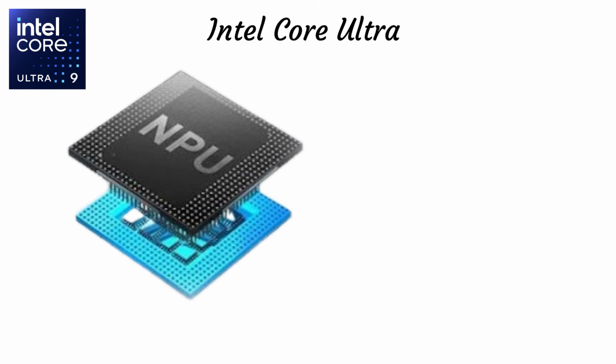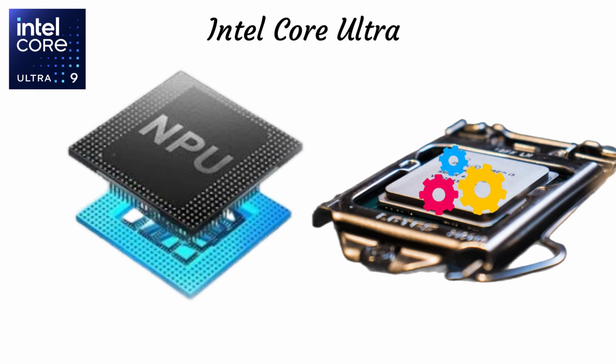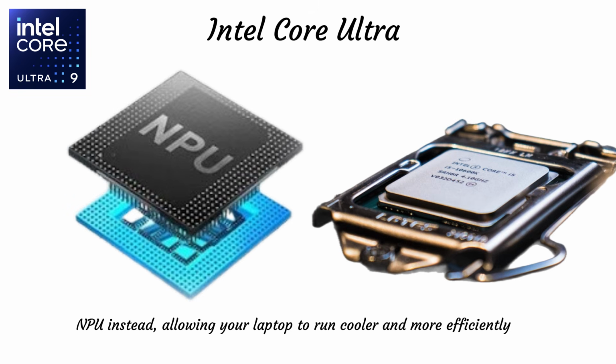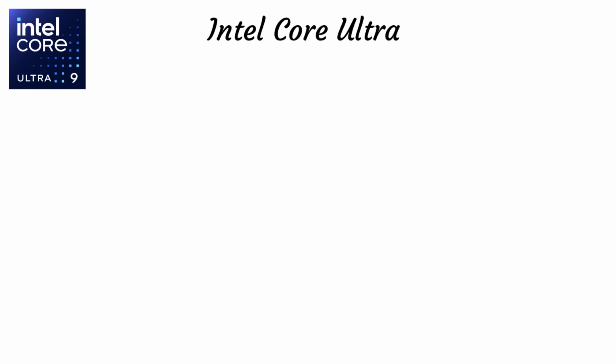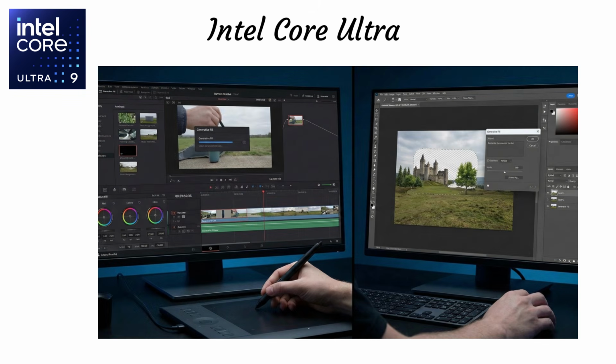So, instead of burdening every task to your main CPU, which can make it hotter and consume more wattage, those AI-related tasks will be handled by the NPU instead, allowing your laptop to run cooler and more efficiently. Some real-life examples of the NPU being used are when you generate automatic background blur for video calls using Windows Studio Effects, or when you use the AI generative fill feature in editing software like DaVinci Resolve and Photoshop.